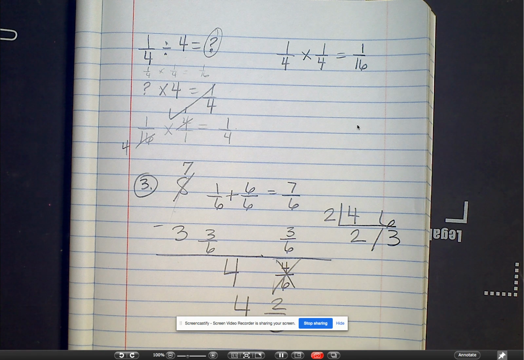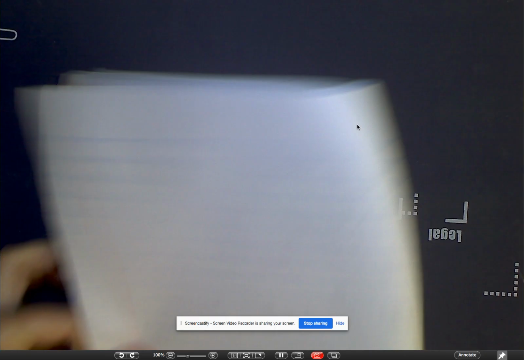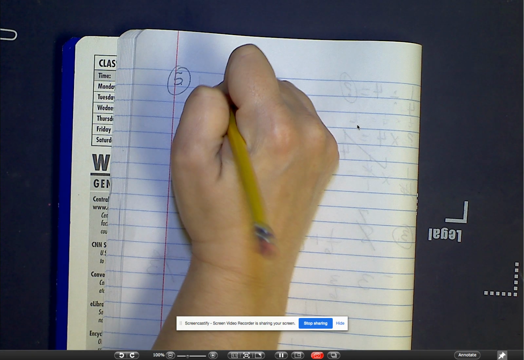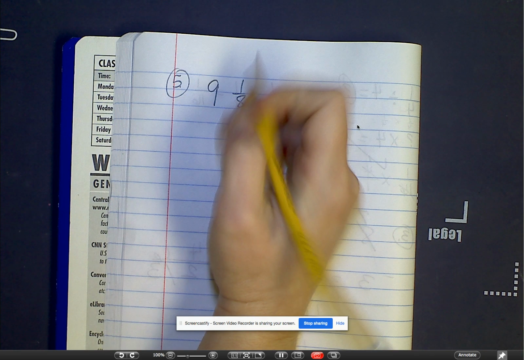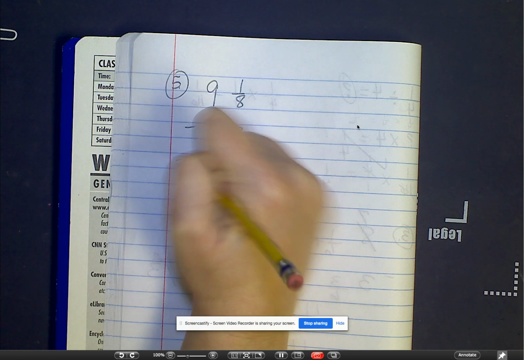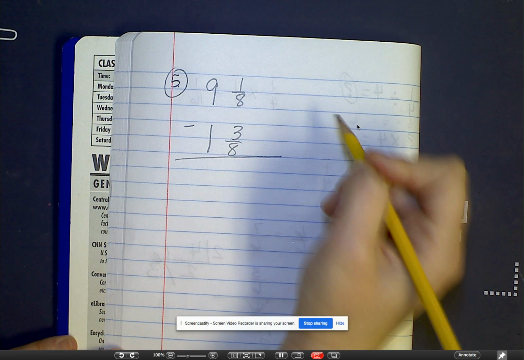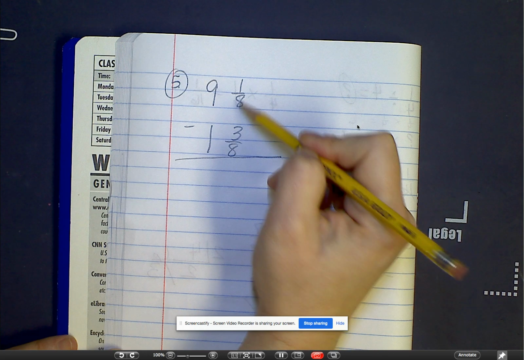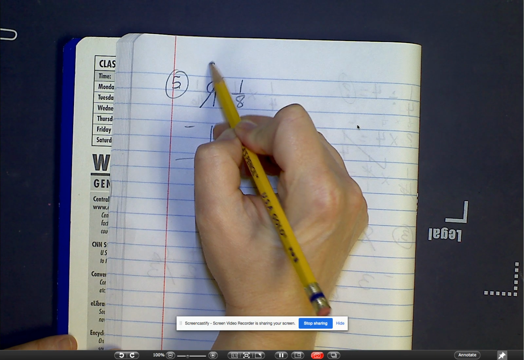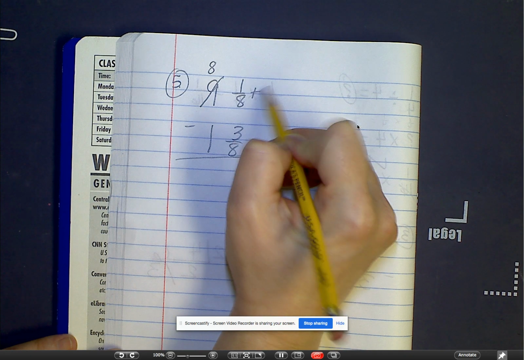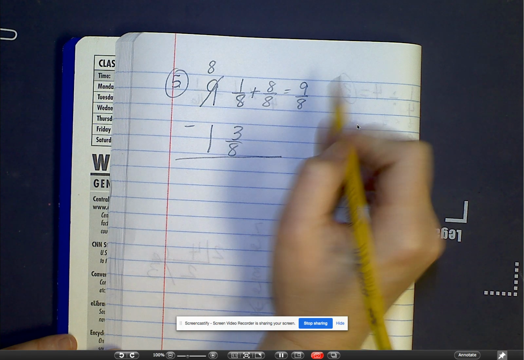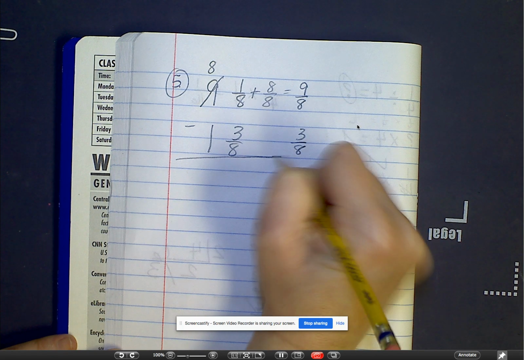Okay. Number 5. Number 5 is 9 1/8 minus 1 3/8. The same type of problem where we have to borrow. So I have the least common denominator already. So I'm going to take this out, and I'm going to make this an 8, and then I'm going to add 8 over 8 over here. So this becomes 9 over 8, and then we're subtracting 3/8.